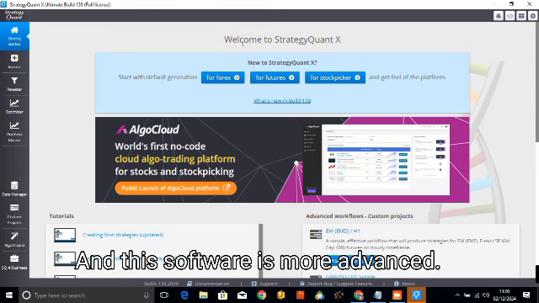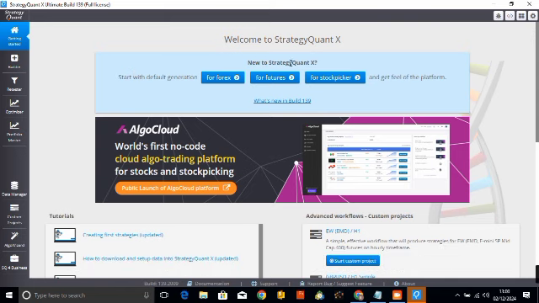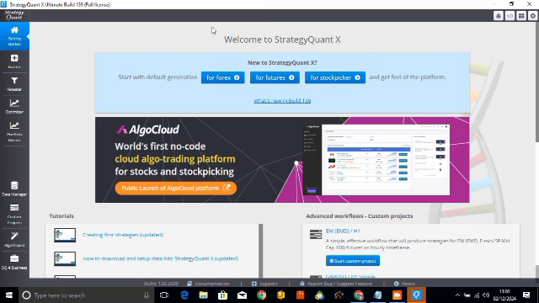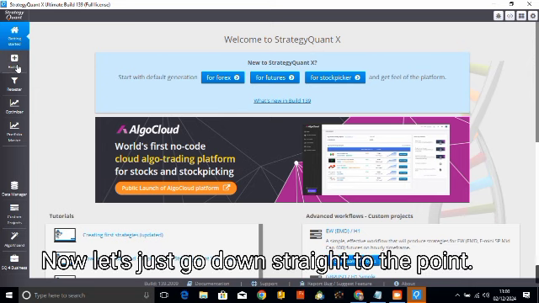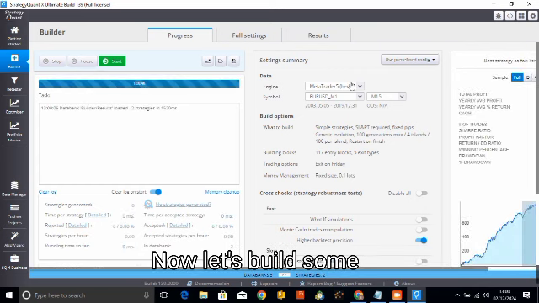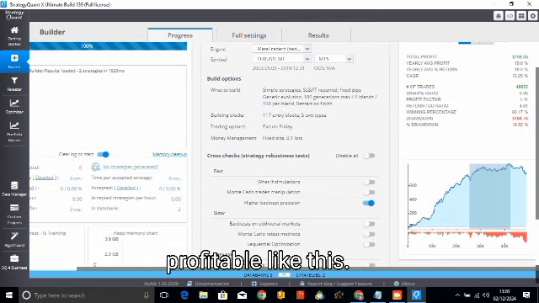Now, this software is more advanced. When you look at this, you have new to StrategyQuant X. We have it for Forex, for futures, and a stock picker. Now, let's just go straight to the point. Let's move to build. Now, we would like to build some strategy that will be profitable like this.